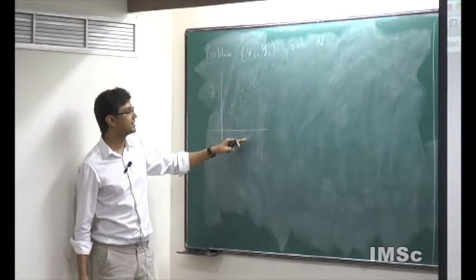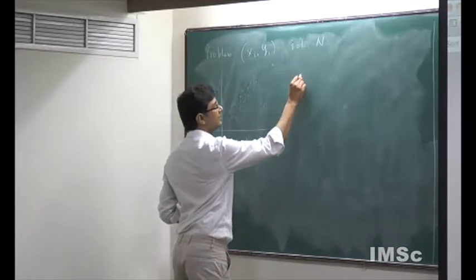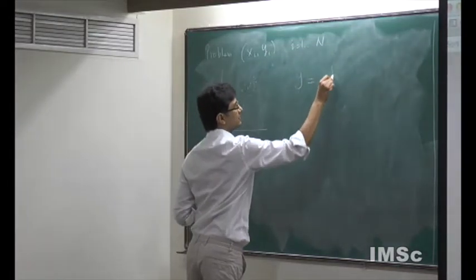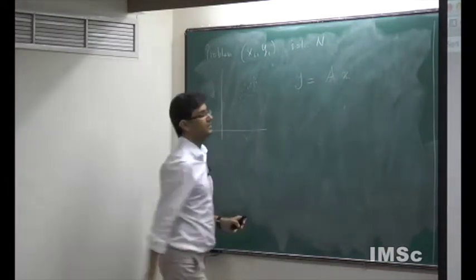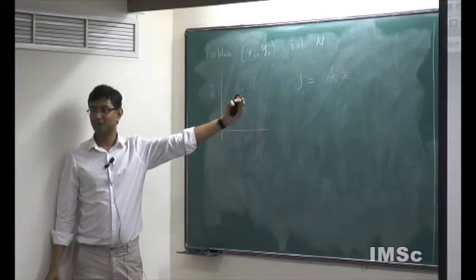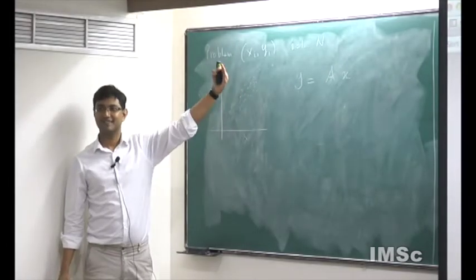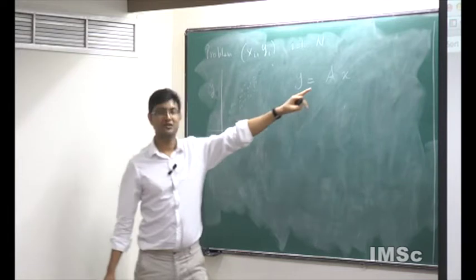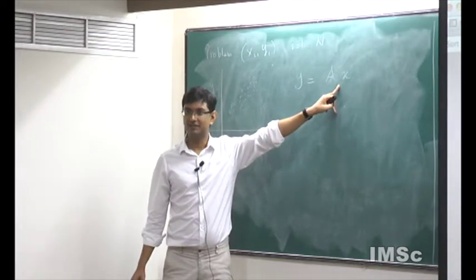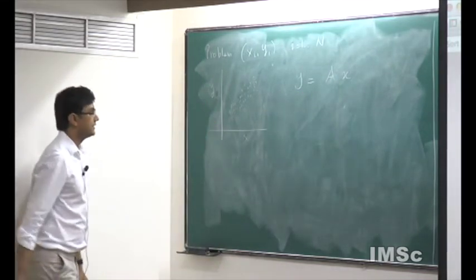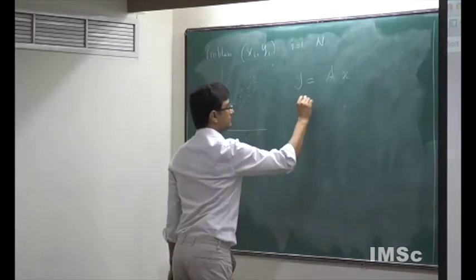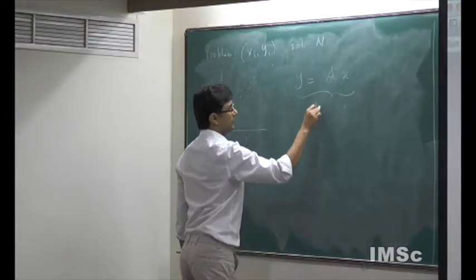Okay, and the simplest functional relationship I can assume is that y is equal to ax. That means y is proportional to x. Okay, if x increases, y, depending on the sign of a, either increases or decreases linearly. Okay, now this is my model. This is my model for the data.